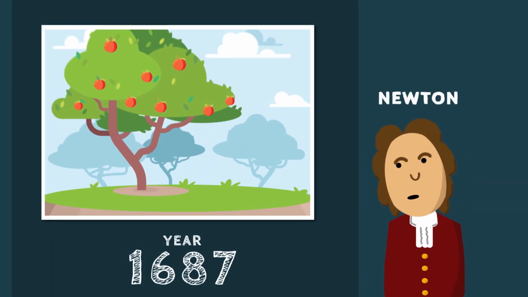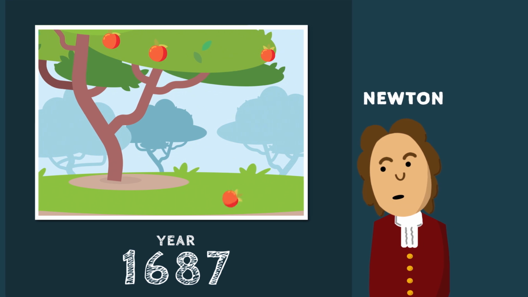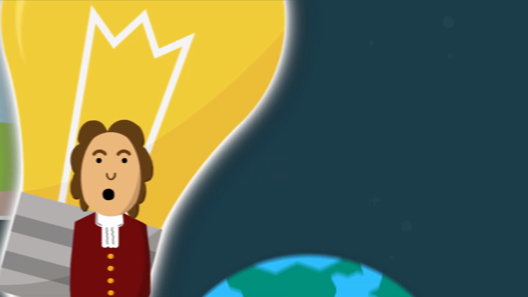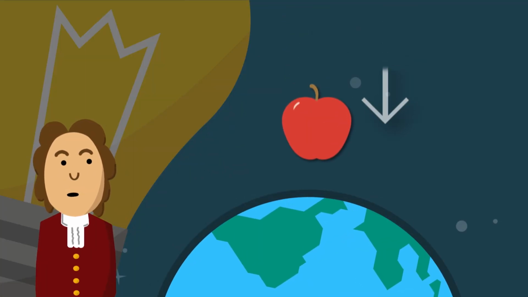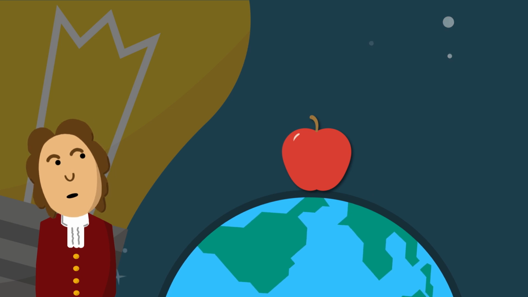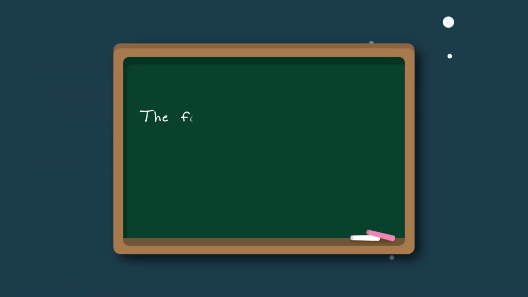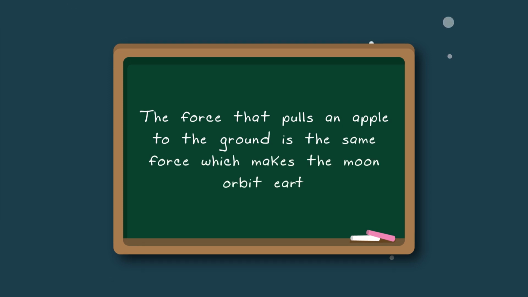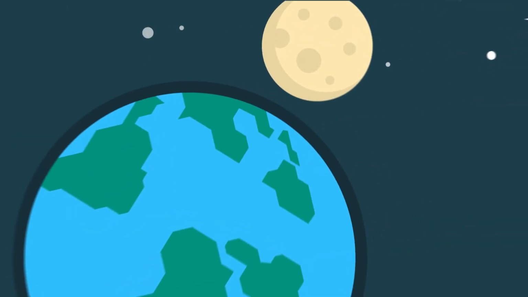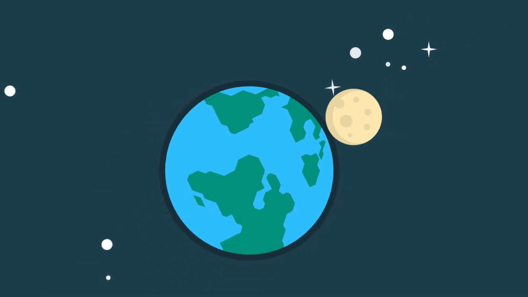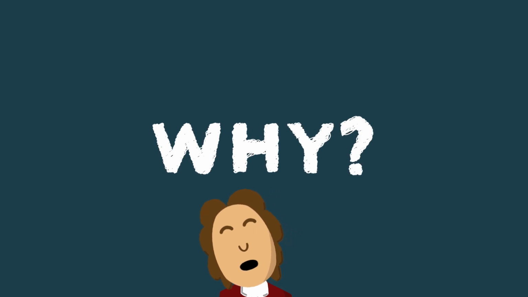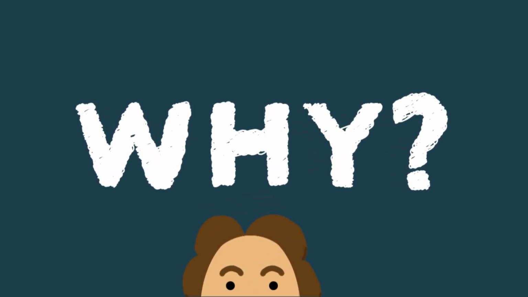On a sunny day, Newton observed an apple falling off a tree. And he came to the conclusion that a force called gravity attracts masses to the center of Earth, which translates to the force that pulls an apple to the ground is the same force which makes the moon orbit Earth. But hold on, that would mean that the moon will eventually crash into Earth, right? But it won't. Why? Why doesn't the moon fall on Earth? A question even Newton couldn't answer.